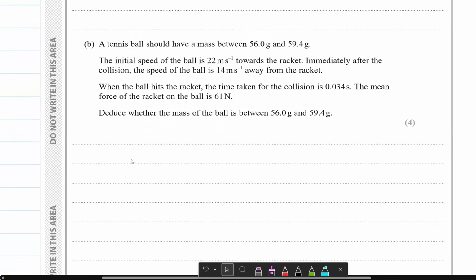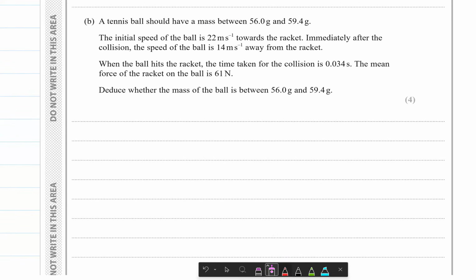Question number B. A tennis ball should have a mass between 56 grams and 59.4 grams. The initial speed of the ball is 22 meters per second towards the racket. Immediately after the collision, the speed of the ball is 14 meters per second, away from the racket. So the direction has changed. When the ball hits the racket, the time taken for the collision is 0.034 seconds. The mean force on the racket is 61 newtons.